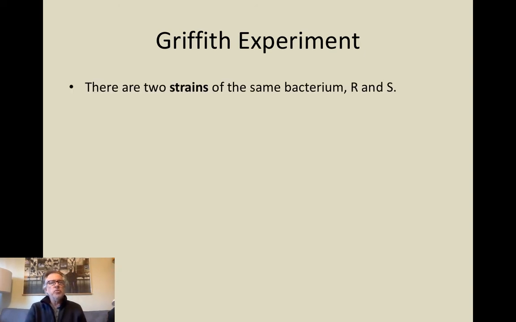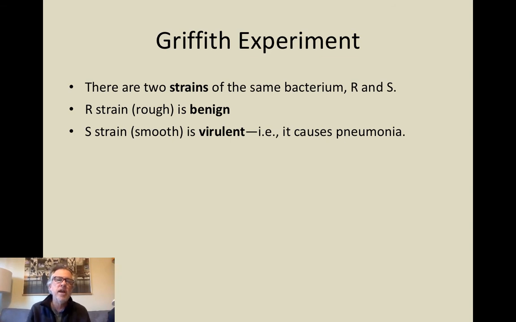What Griffith knew was that there were two strains of the same bacterium, and he called them the R and the S strain. The R strain, which stood for rough because it looked rough in the microscope, is benign, meaning that it doesn't cause a disease. Whereas the S strain, which stood for smooth, and you could see that in the microscope, is virulent, meaning it causes pneumonia. And Griffith used mice as his test animals.